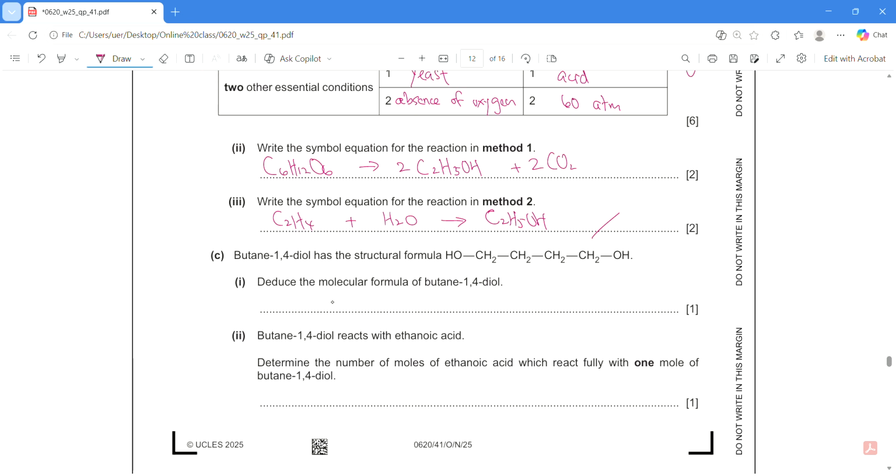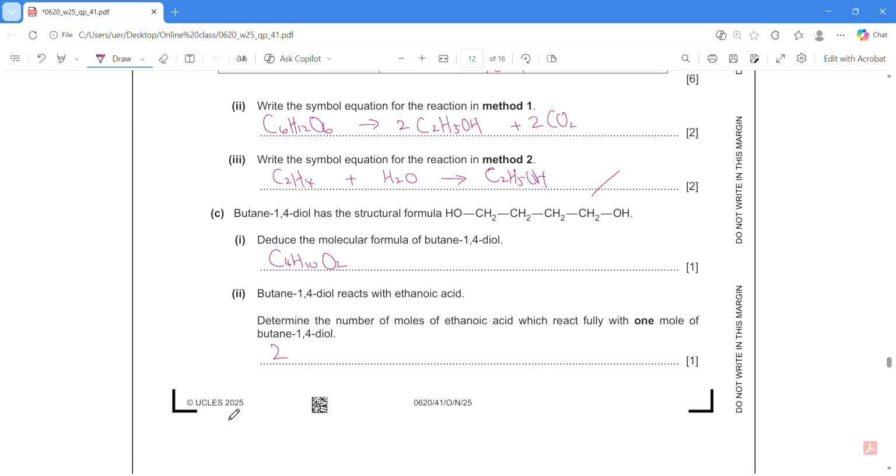Okay, C1, deduce the molecular formula of this. So you just have to calculate the total number of C, H and O in here. So we get C4H10O2. So easy. Okay, so butane-1,4-diol reacts with ethanoic acid. Determine the number of moles of ethanoic acid that react fully with 1 mole of this butane-1,4-diol. From here, if you look at the C and the H, you can see the numbers are double, which means you actually need 2 moles. So easy.